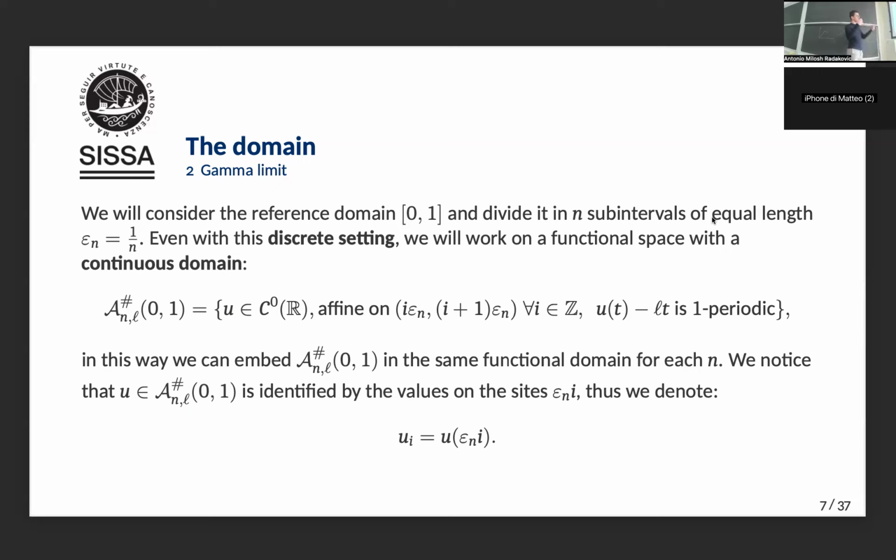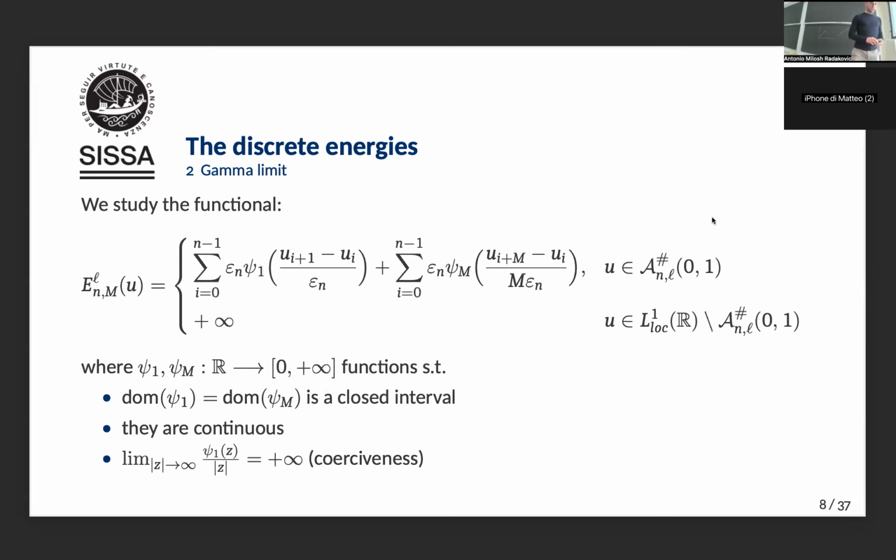We will actually divide our domain into n subintervals, and on each subinterval, the function will be affine. And we will also pose some periodic condition. It's not really periodicity, but the function minus a line ℓt is periodic. Okay, this is how we pose our boundary condition. The energy we will work with is something like the one I presented in the first slide, but I need some proper rescaling by epsilon n to have the correct setup for the gamma limit.